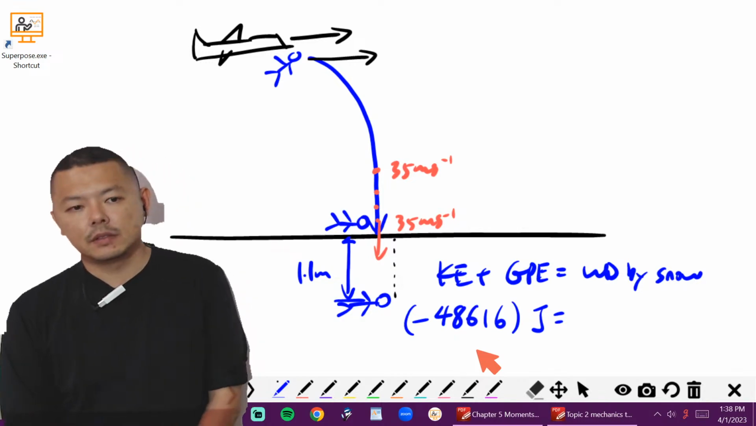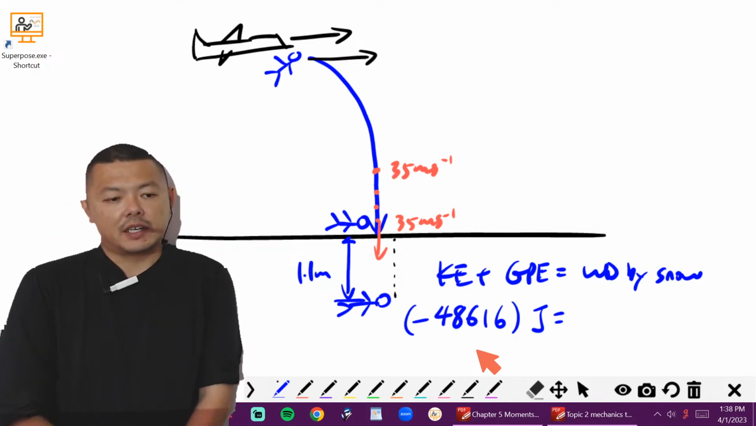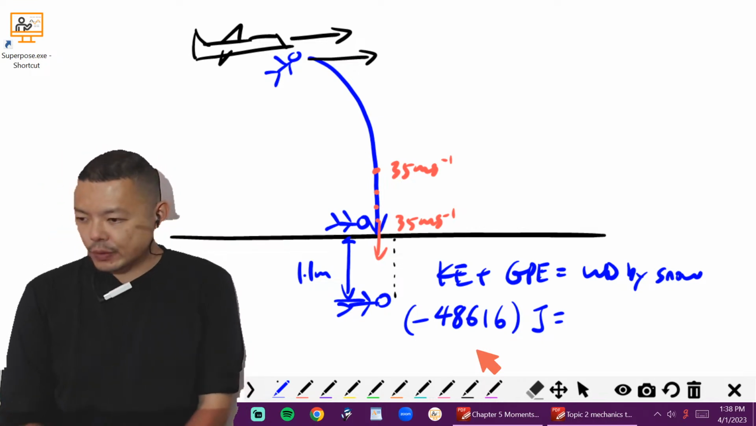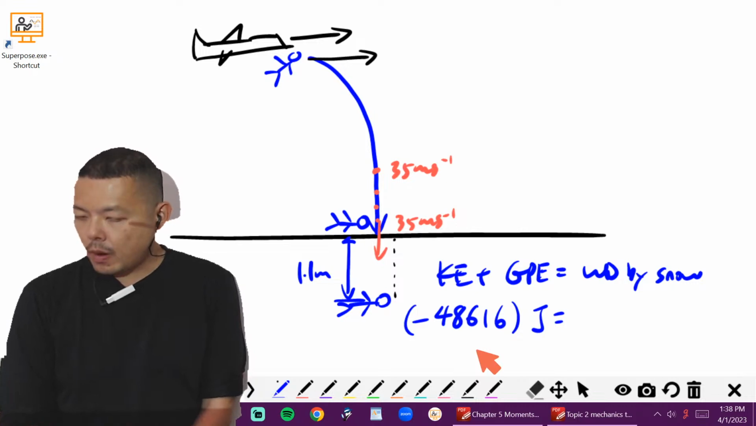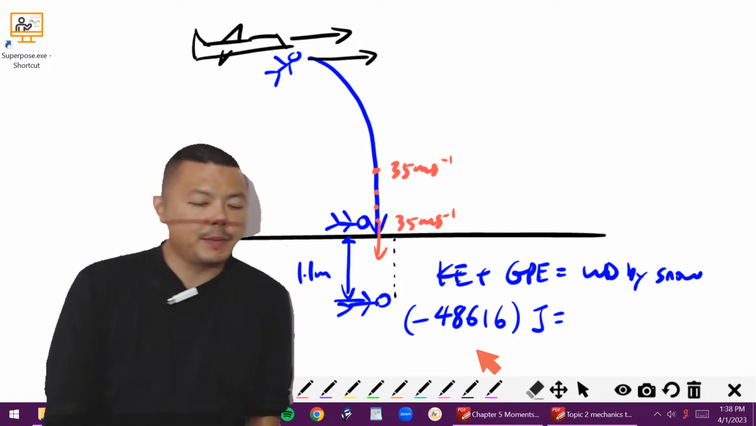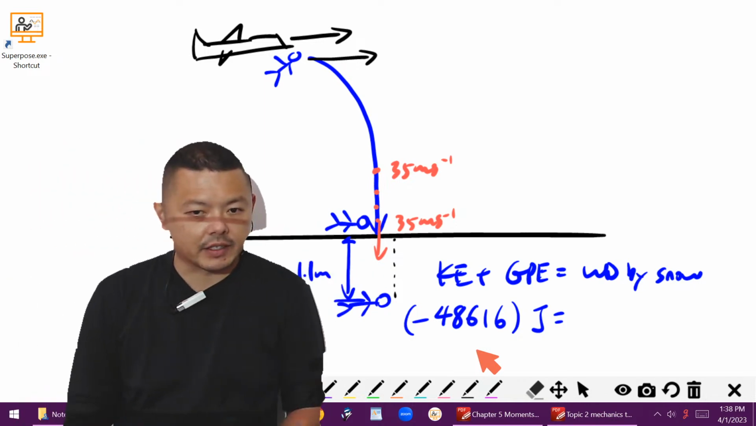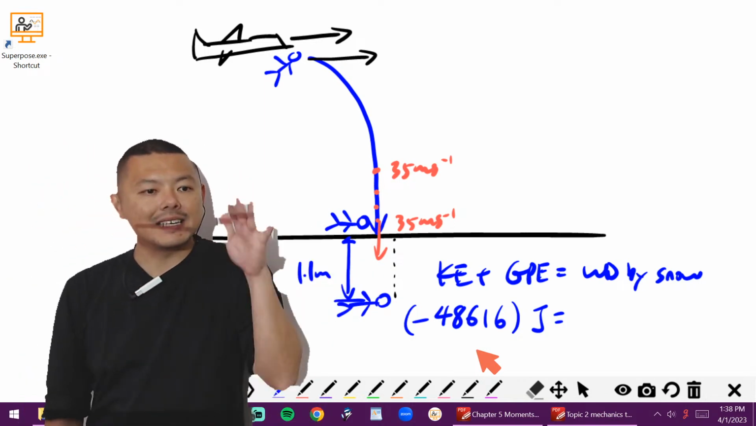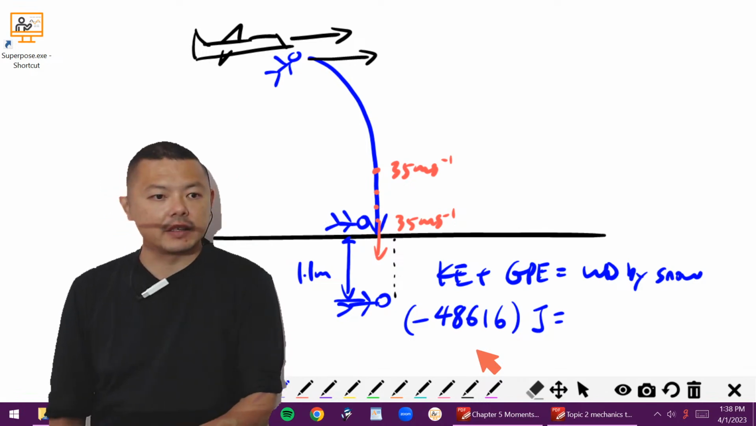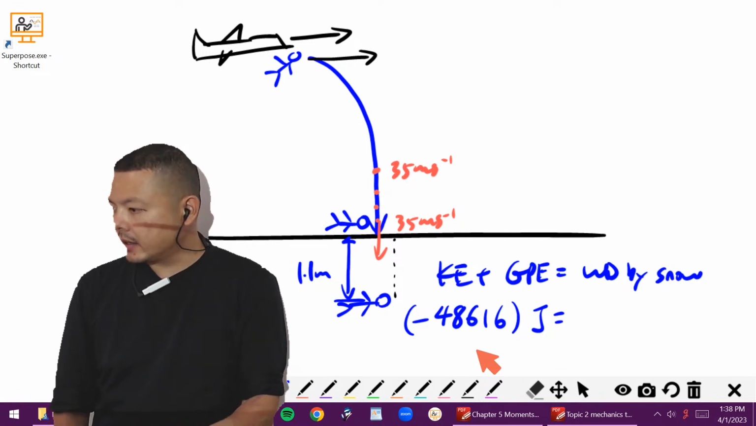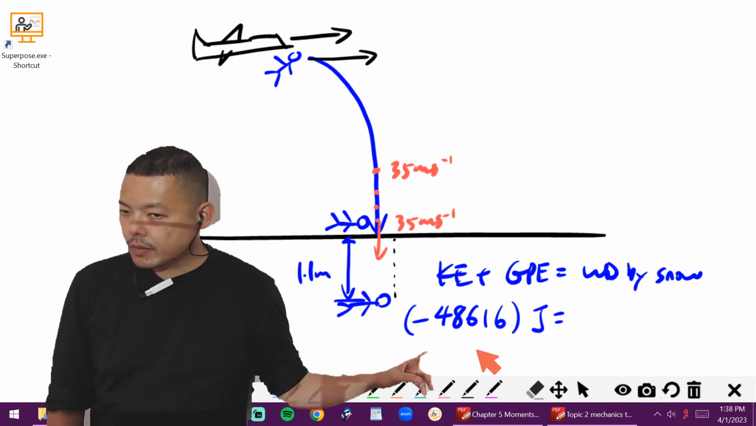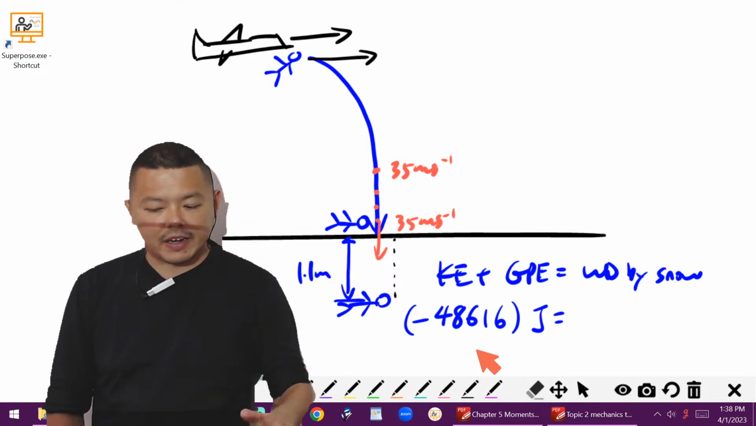Why? So this is the first time you're learning this. Work done can be negative also. Okay, but does this mean that work done is a vector? If you got positive, you got negative, does it mean that it's a vector? Absolutely not. Work done is still energy. Energy is not a vector. So why is it negative though? Negative means loss of energy.